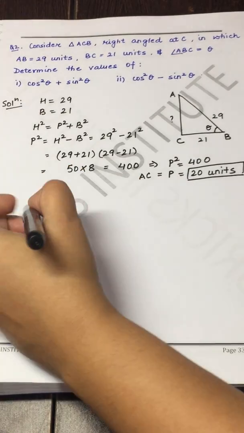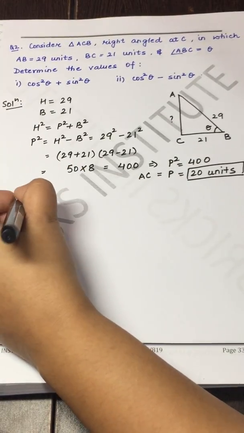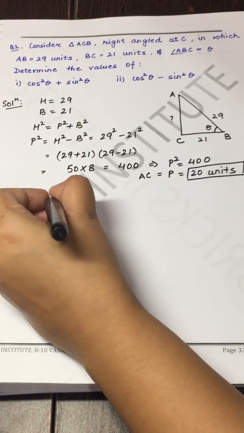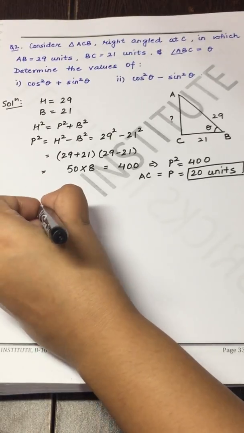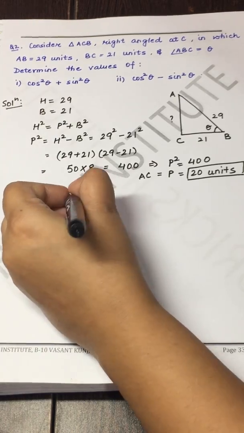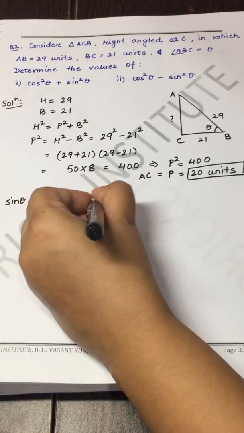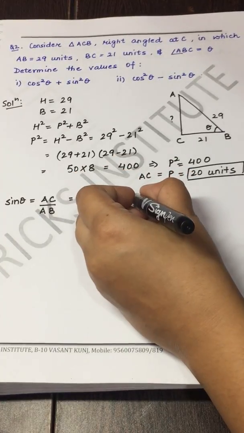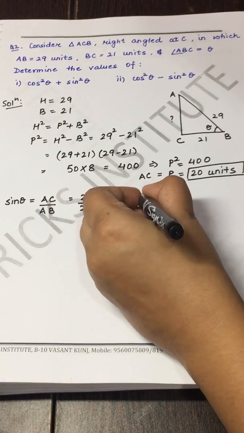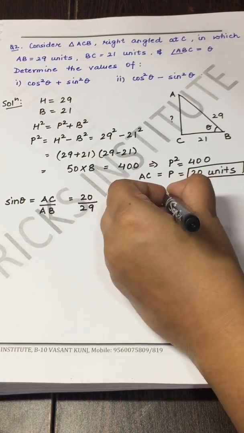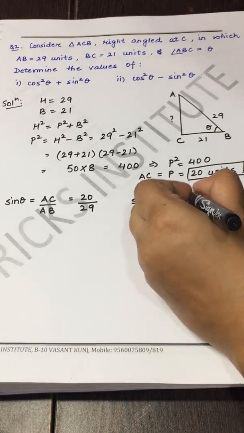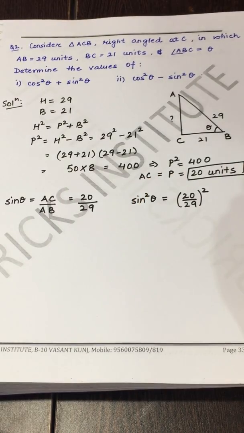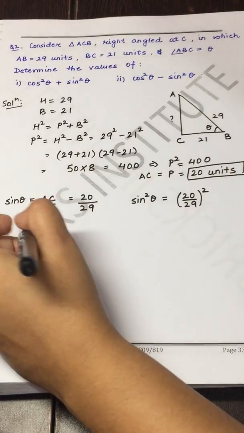Let's calculate sin theta. So sin theta is perpendicular upon hypotenuse. Perpendicular here is AC and hypotenuse is AB. So AC is 20 units upon AB is 29 units. We need sin square theta. So sin square theta is equal to 20 upon 29 whole square. Let's leave it over here. Let's see what do we require further.